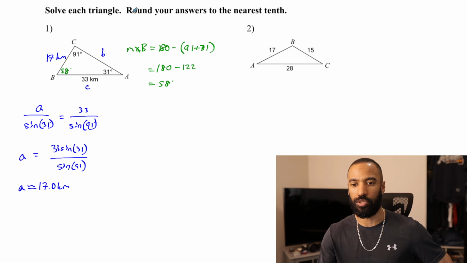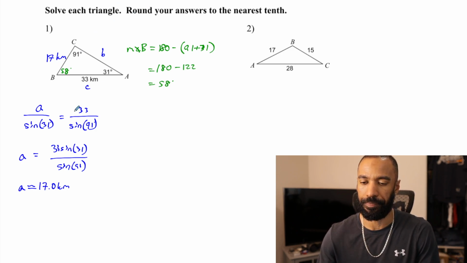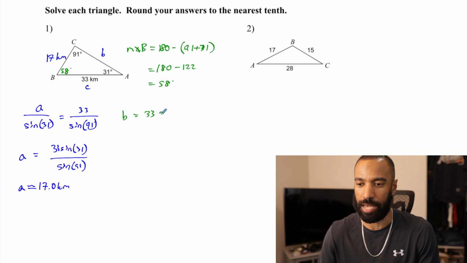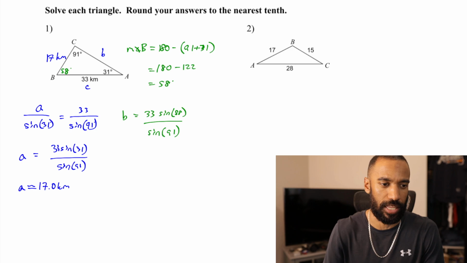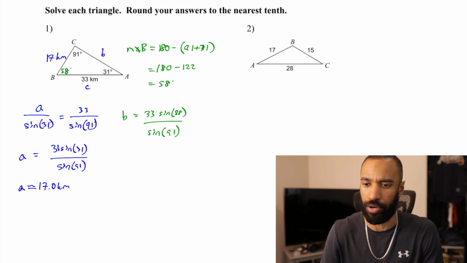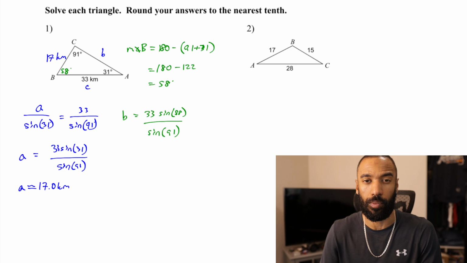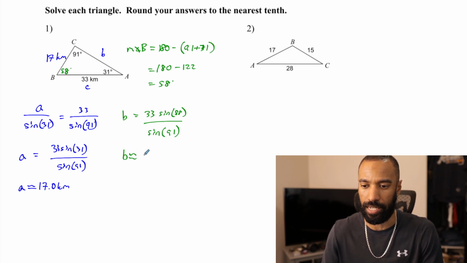So for side B, we can do the same thing as we did here with A, B over sine of B, etc. If I multiply both sides by sine of 58, I'll get B equals 33 times the sine of 58 over sine of 91. So the same thing I would have done with A, and just set that up. I'm going to use the calculator really fast. You won't see this, but 33 times sine of 58 over sine of 91, and I'm getting 27.98, so rounded up is around 28. B is around 28 kilometers right there.